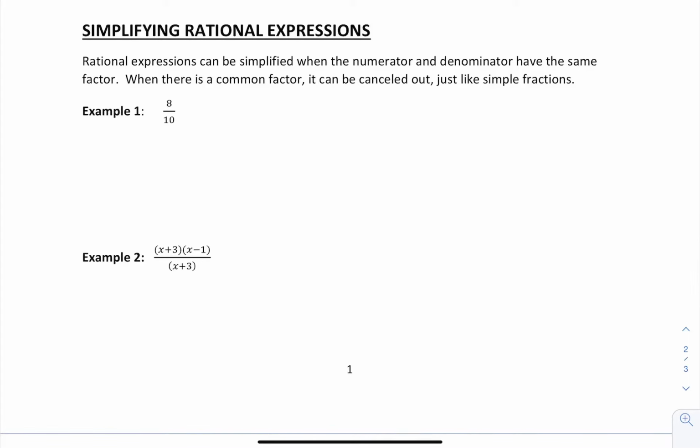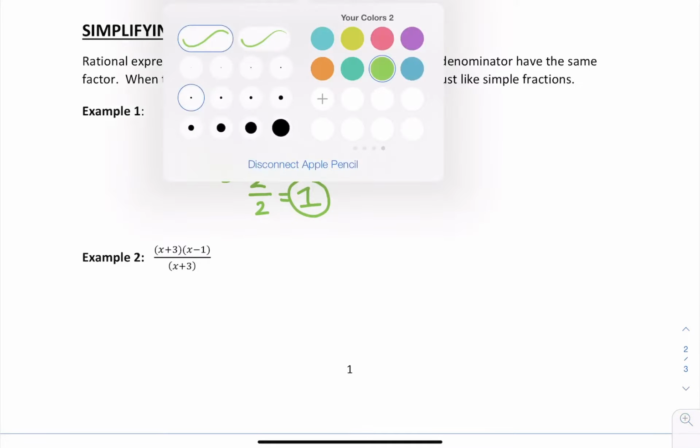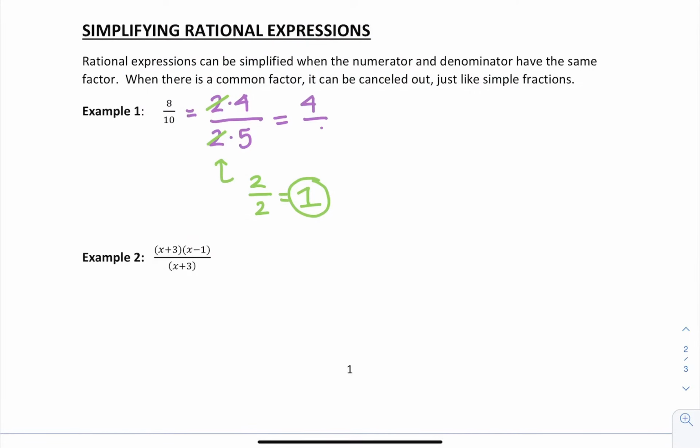We can simplify when the numerator and denominator have the same factor. When there is a common factor, it can be canceled out, just like simple fractions. So if we know we have 8/10, we know 8 is really 2 times 4, and 10 is really 2 times 5. So what we can do then is cancel out the 2's. We can do that because 2 divided by 2 is just 1. So anytime there's a fancy form of 1, we can just cancel it out. So then we are left with 4/5, and that's our answer.